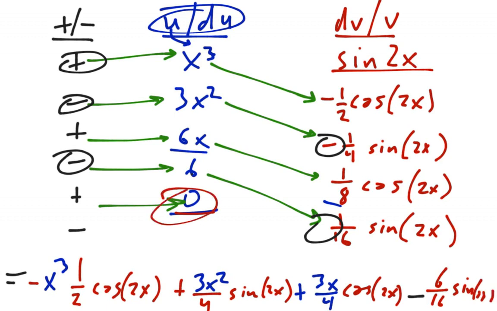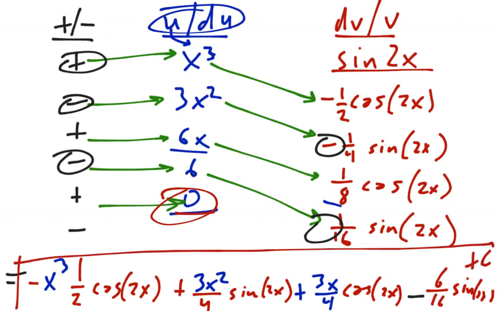But then remember that this is an indefinite integral, and so we need our plus C at the end, and that is the answer. So the tabular method saves us from doing integration by parts over and over and over, because guess what? It does integration by parts over and over and over in a much easier to follow method. So hopefully this makes sense.